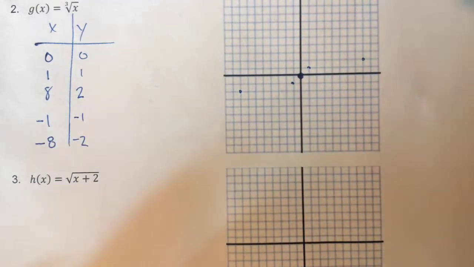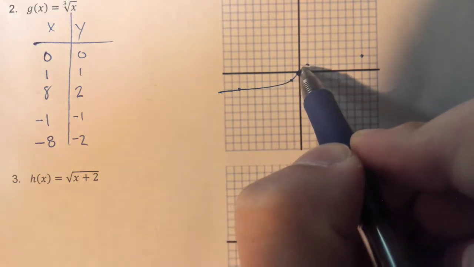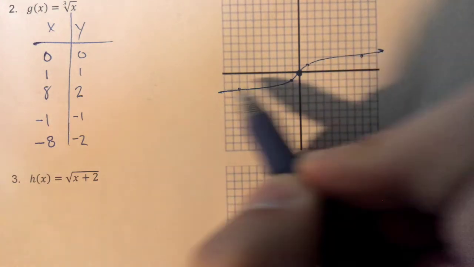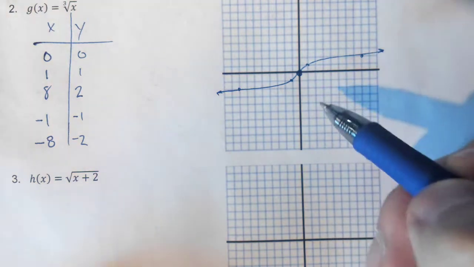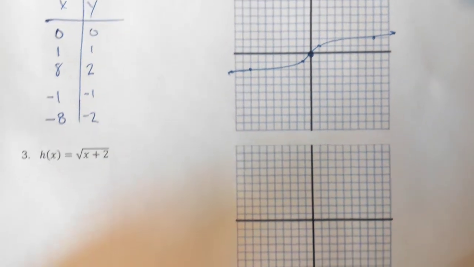So this one is funky. It looks like this. It's curvy. Make it nice and curvy right there in the middle. That's what a cube root function looks like. Pretty interesting. Okay, now for 3, we have to think about our domain more on 3.